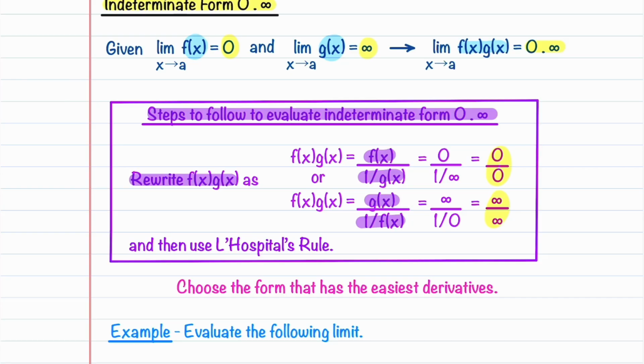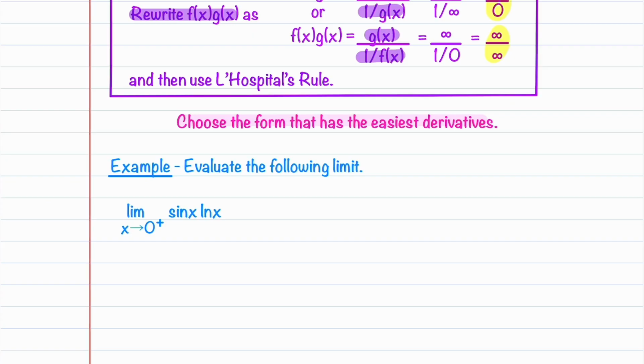When you decide which way to rewrite your function, you need to make sure to choose the form that has the easiest derivatives. Down below, we are going to walk through an example, and I'll show you how to determine which way to rewrite it. Here's our example. We are going to evaluate the following limit. Our limit is the limit of sine x times natural log x as x approaches 0 from the right.